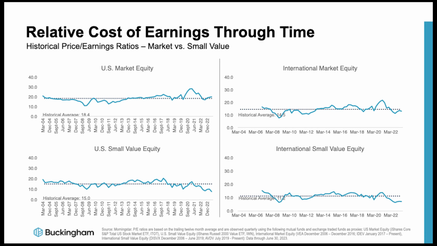For example, as we can see in the chart on the top left, the average dollar of earnings for the total U.S. stock market costs roughly $20. Internationally, as we can see in the chart on the top right, earnings are cheaper at $13 per dollar of earnings on average. The values represented here use historical fund and ETF data to establish the price ratios, and the average PE is reflected by the dotted line on the chart. These averages start in the first quarter of 2004 for U.S. measures and in the fourth quarter of 2006 for international stocks.